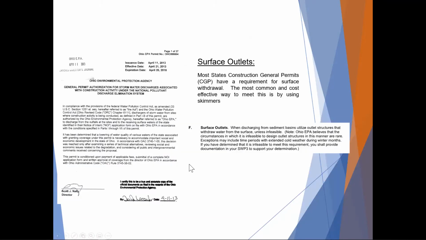Most states have a construction general permit that includes requirements for sediment basins. This one is from Ohio, and it says, when discharging from sediment basins, utilize outlet structures that withdraw water from the surface unless infeasible. Most of them also include a note that they believe circumstances in which it is infeasible to design an outlet structure in this manner are rare. So essentially, if that's in the state construction general permit, they're expecting you to use it on most sediment basins.